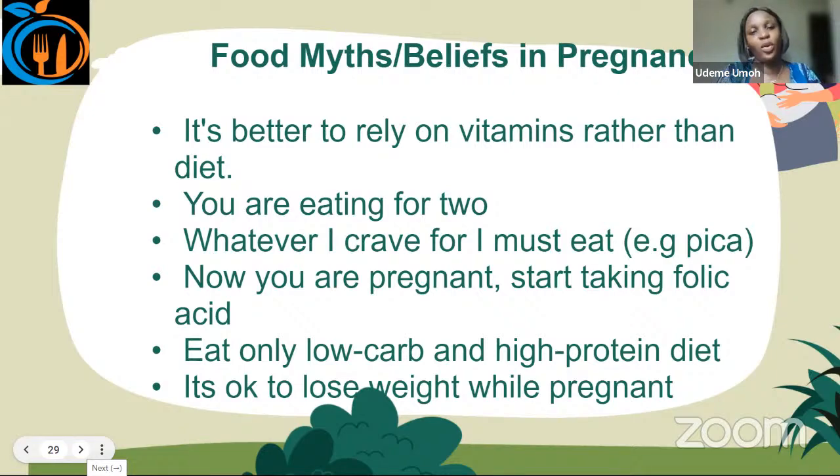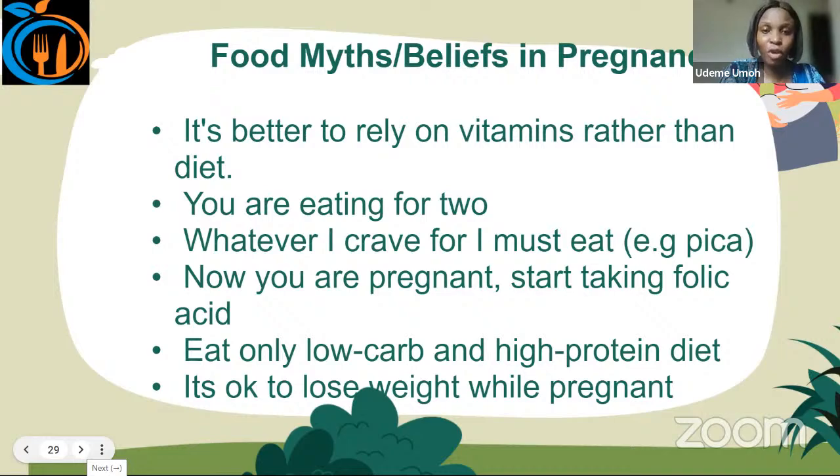Then some people say, oh, because I'm pregnant, it's only high protein I'm going to be eating. No, I said earlier that you eat carbohydrate and you also eat protein. If you don't eat enough carbohydrate, your body will take the energy from the protein and use it as carbohydrate, which means the work that protein is supposed to do in the body, it will not do sufficiently.